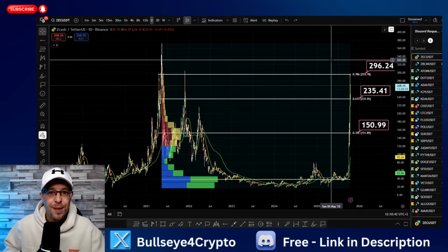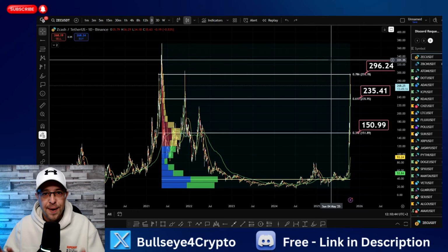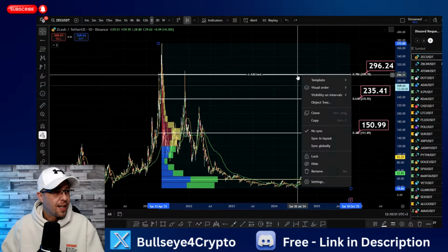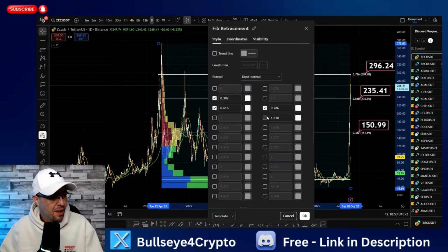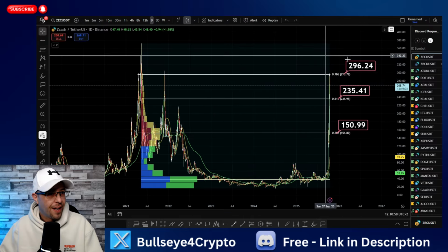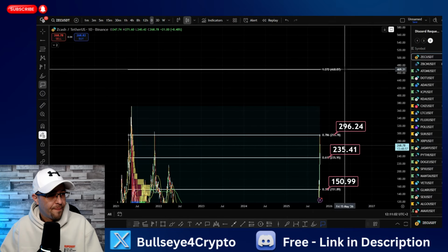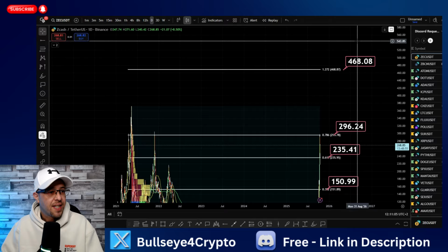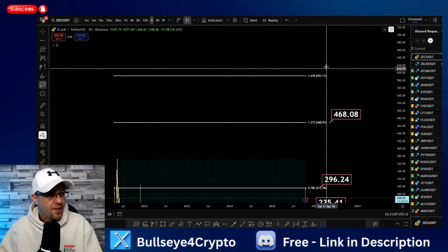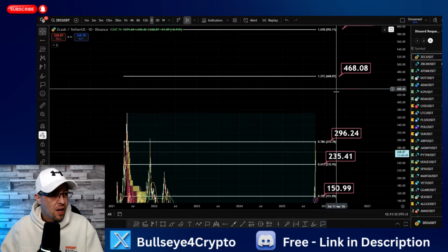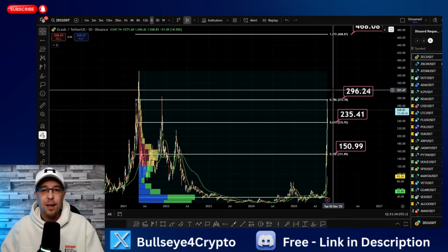Now, what we're going to look for now is extensions. Once you break the 296.24, you're expected to go to all-time high. Once you break all-time high, where are the next barriers? So you double click on your fib, and then we're looking for extension levels of 1.272 and 1.618. That's going to give us our extension levels. So you've got your 1.272 up here, that's sitting at $468, and your big 1.618, which is sat at $593. So they're target extensions as we start breaking up with Zcash.